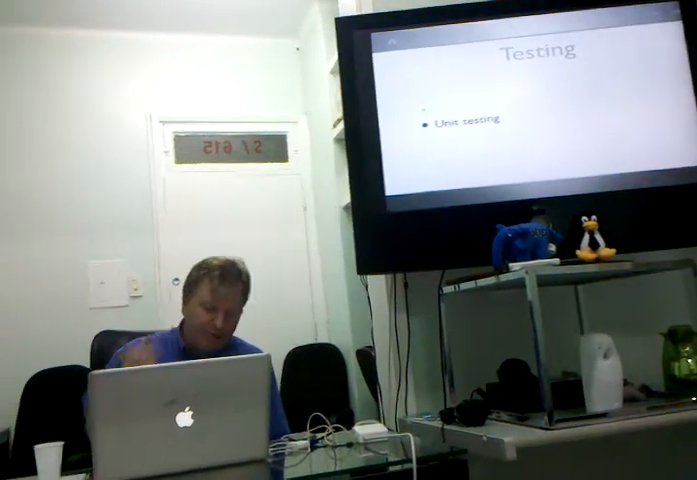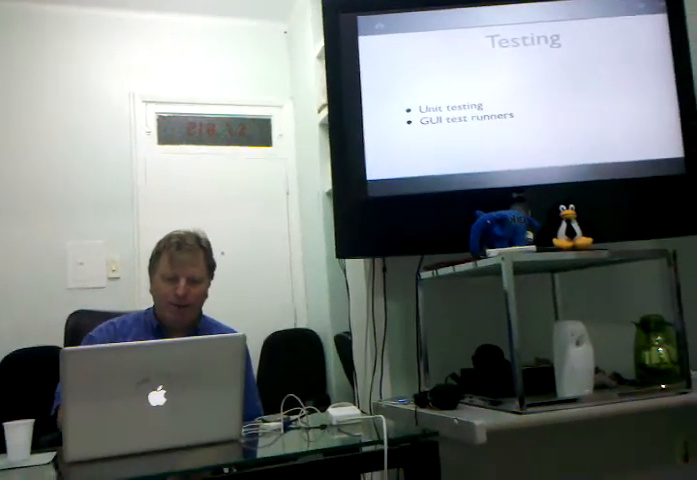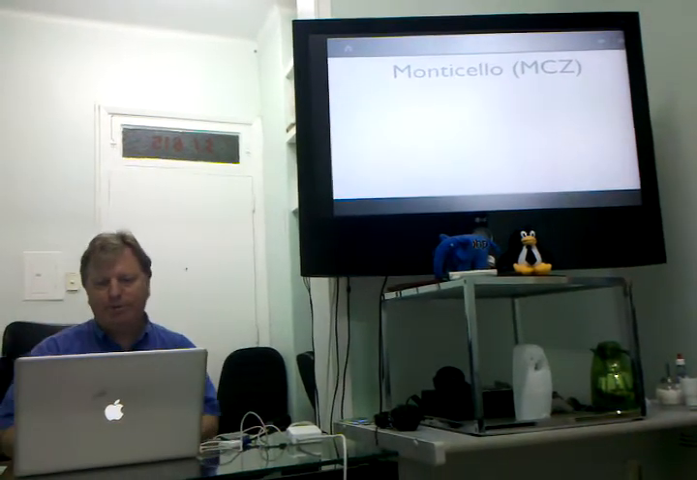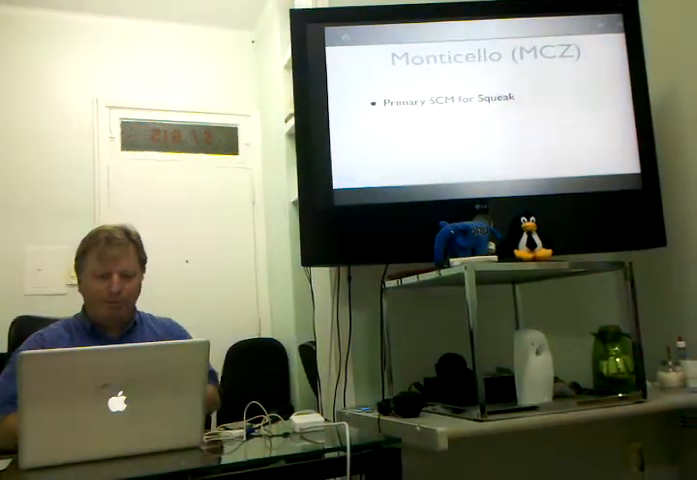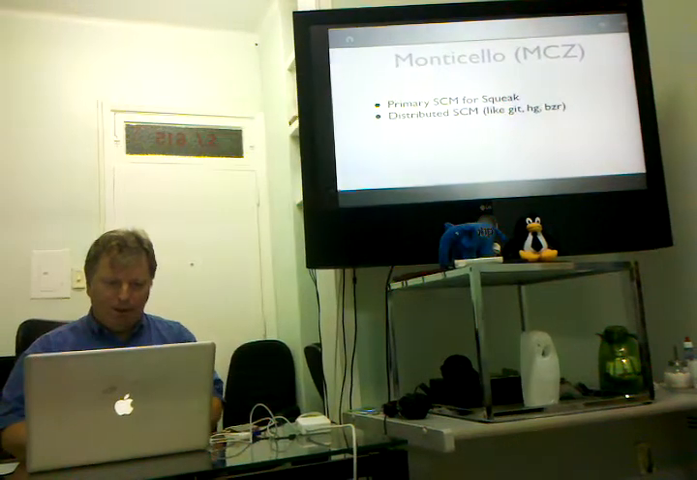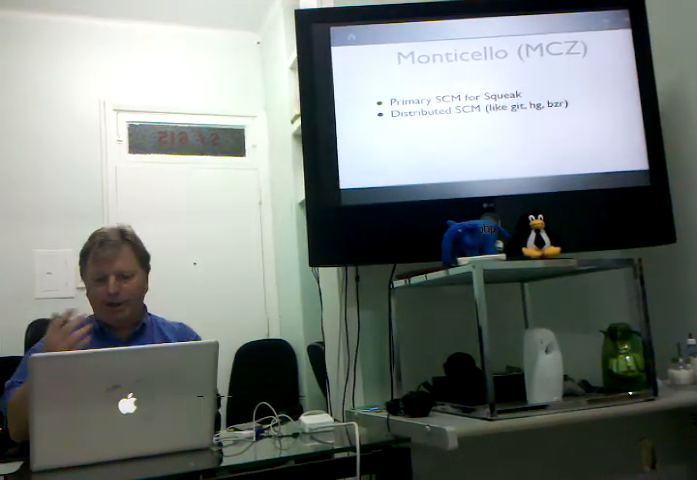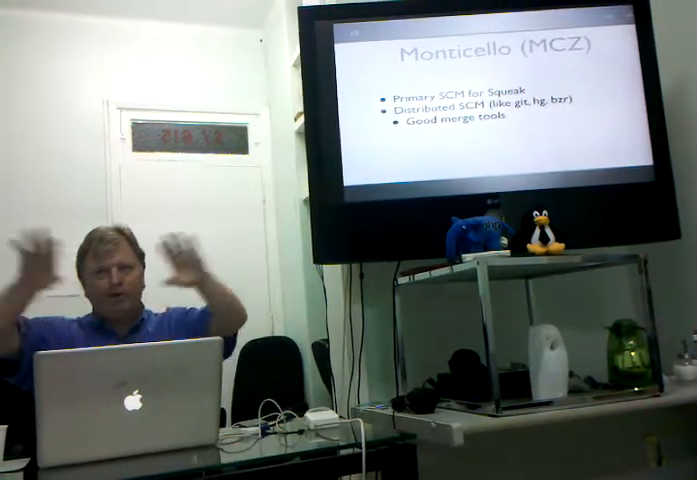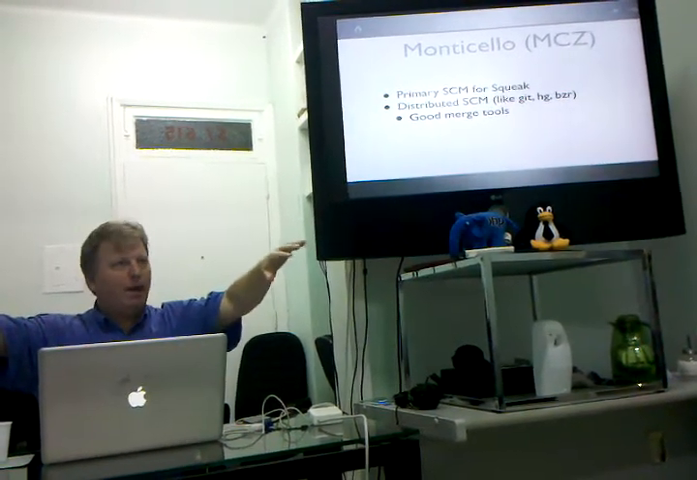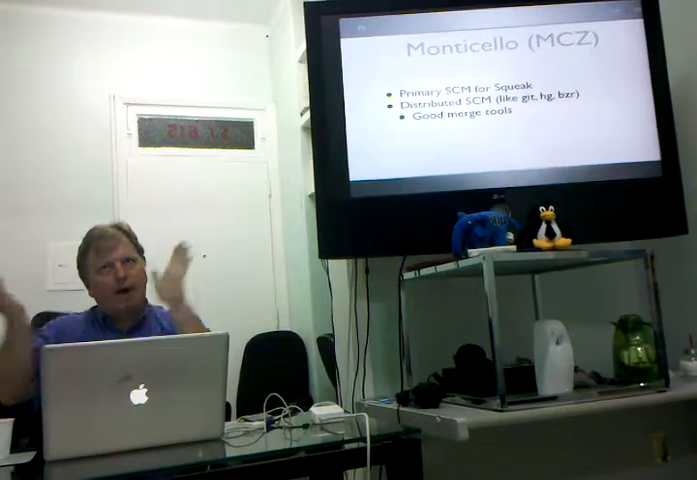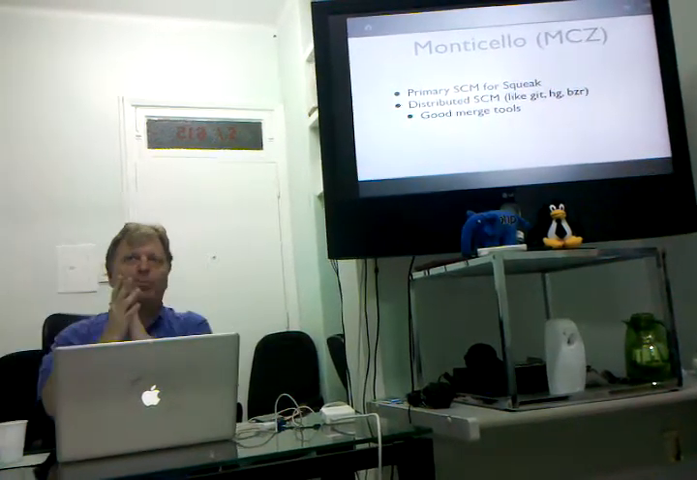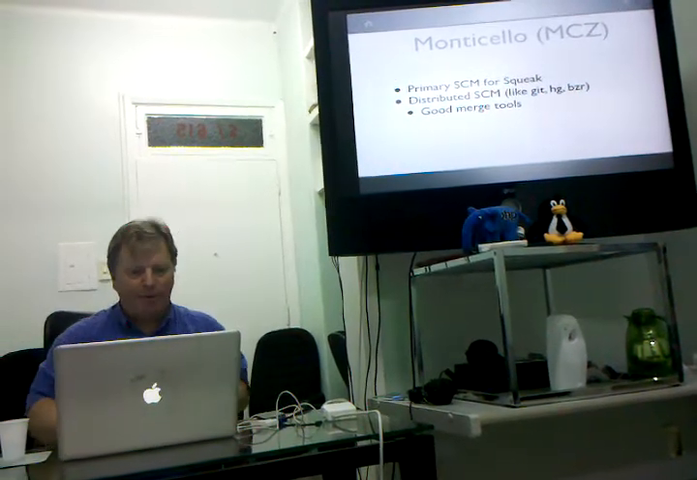For testing, there's good unit testing, which I'll show you in a second. There are GUI test runners for all that as well. Monticello, as I said before, is the primary source code management for Squeak. It's a distributed SCM. It's sort of like Git or Mercurial or Bazaar, in the sense that you can go off and do independent development, and it maintains a hierarchy of what each package is derived from, so that when it comes back together, it can do a good merge because it has a common base point available to it.